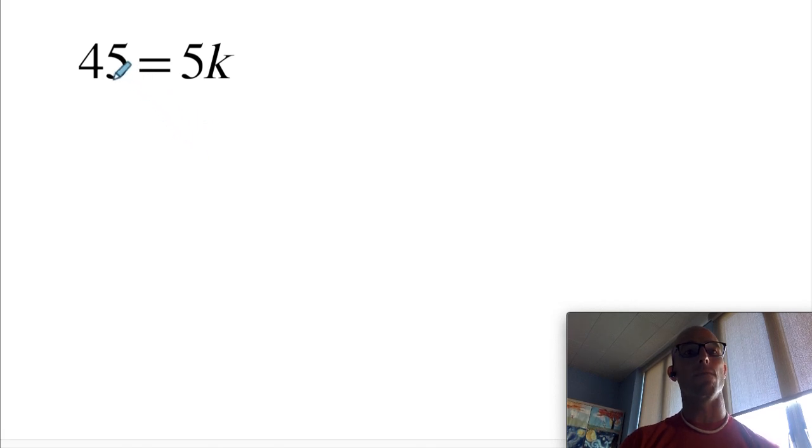This equation is saying that 45 is the same as 5 times some number, right? If you remember this notation, a number right next to a variable means that those are multiplied. So again, this one I can just think about: if I know my multiplication facts, 45 is the same as 5 times 9, right? So the solution to this would be k equals 9.